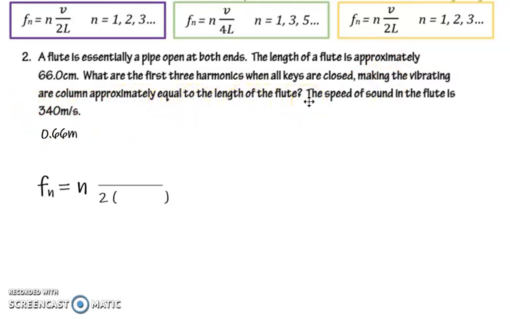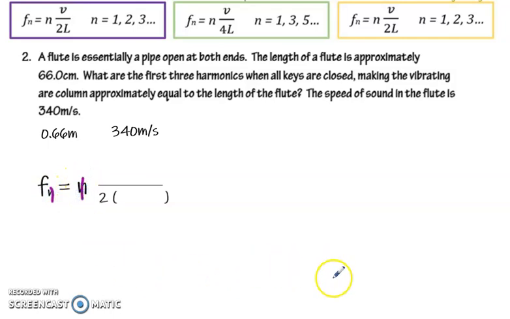What is the speed of sound in the flute? The speed of sound in the flute is 340 meters per second, so that's our speed. So there we go. Okay, so in this case right here, we're doing just the fundamental frequency. So let's go ahead and put a 1 here. Okay, and a 1 here.